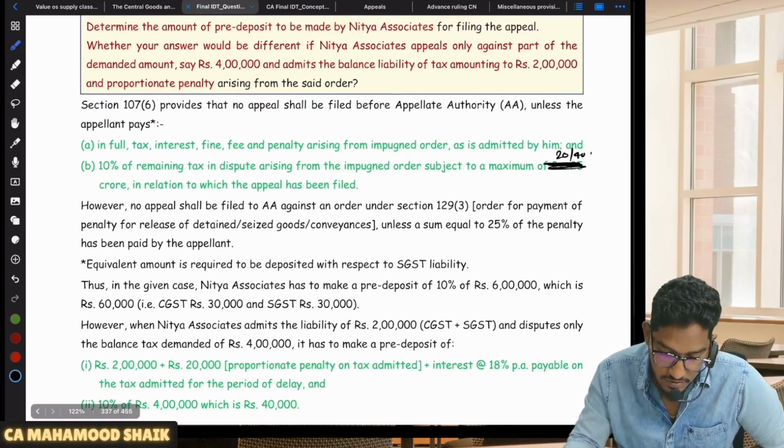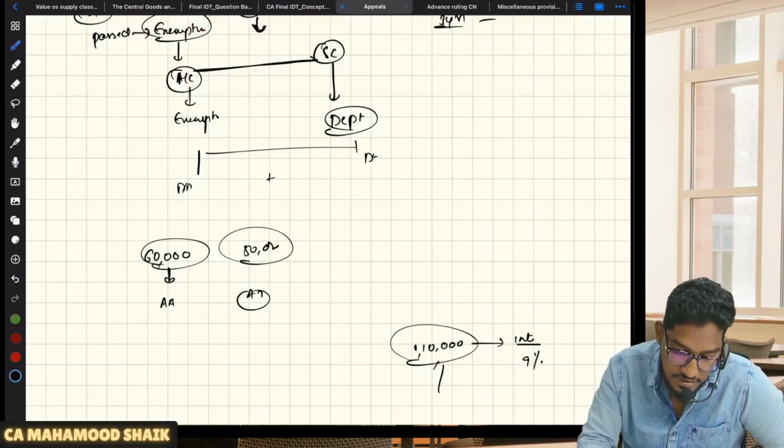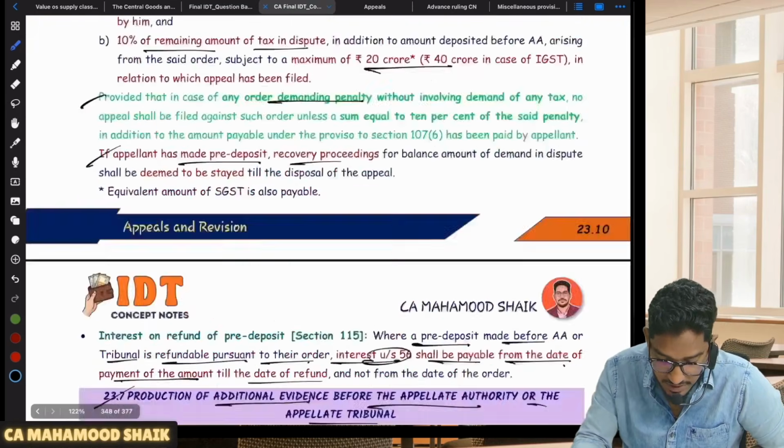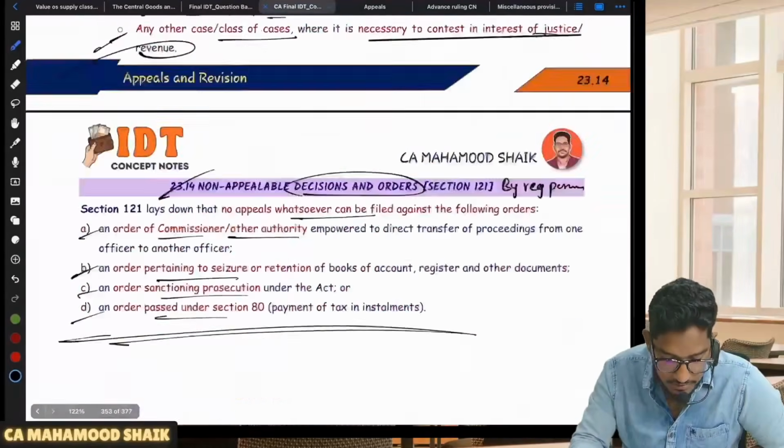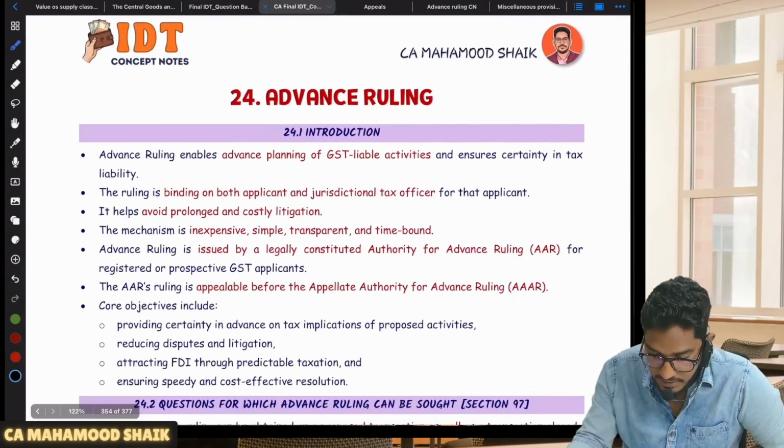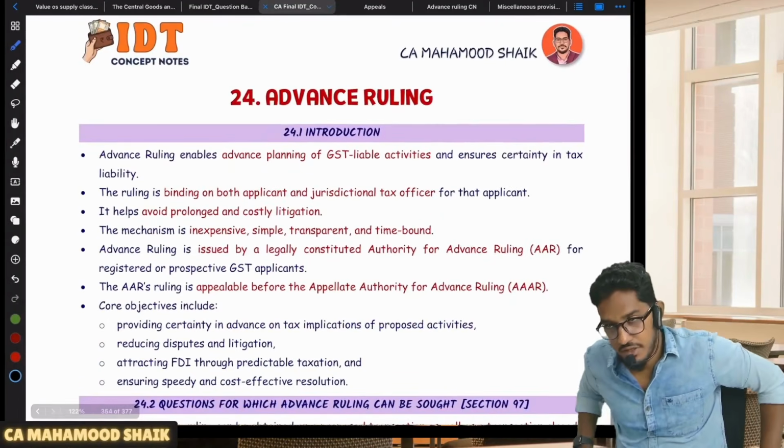Right. That's all. Appeals and revisions related discussion, concept notes, question bank, everything we have covered. So now what we will do, we'll go to the next chapter, which is advance ruling. Very simple chapter. Hardly half an hour it will take. We'll try to finish it off.